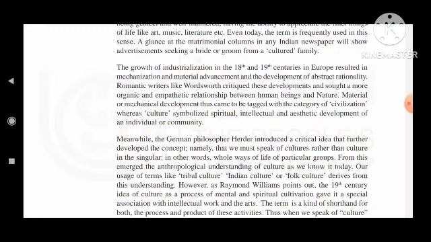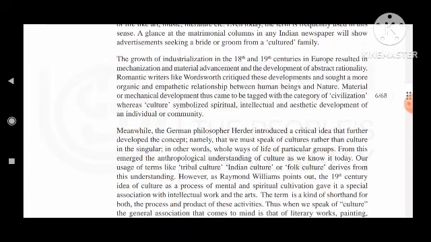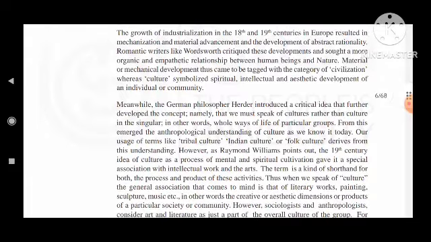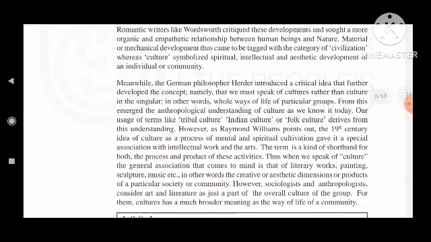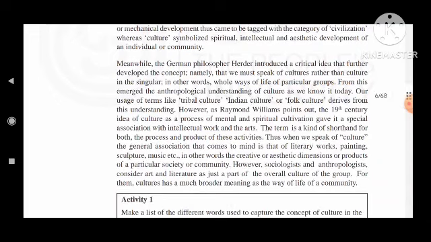The growth of industrialization in the 18th and 19th century in Europe resulted in mechanization, material advancement and the development of abstract rationality. Romantic writers like Wordsworth critiqued these developments and sought a more organic and empathetic relationship between human beings and nature. Material or mechanical development thus came to be tagged with the category of civilization, whereas culture symbolized spiritual, intellectual, and aesthetic development of an individual or community.